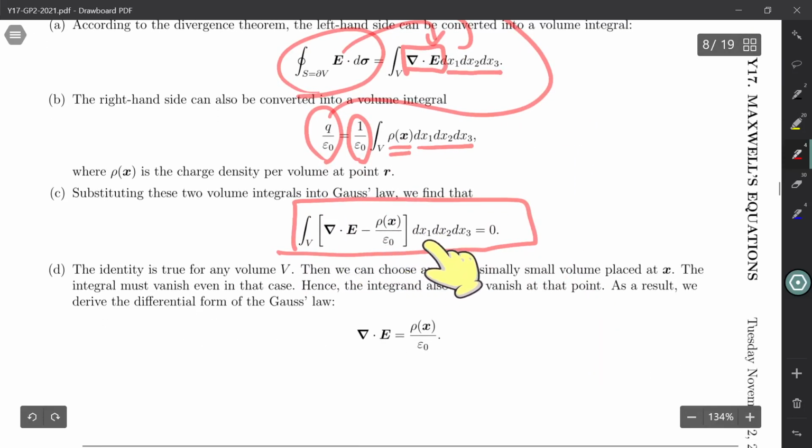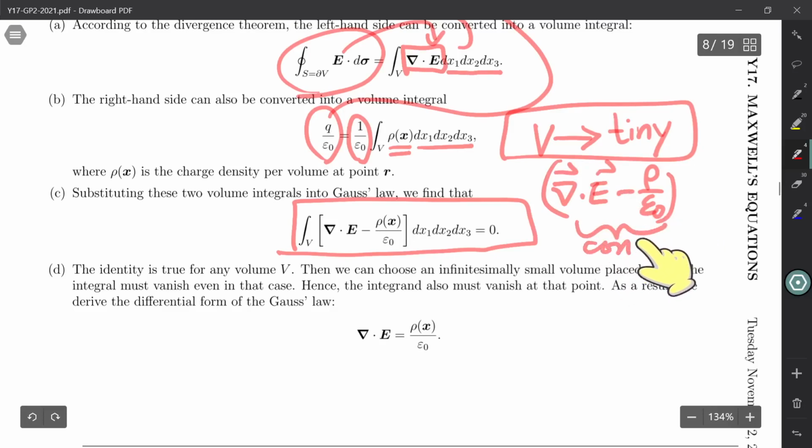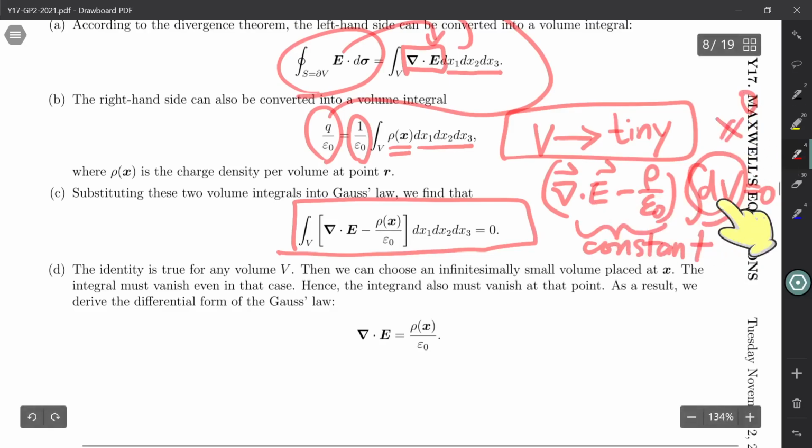Any function integrated over a volume is zero. If you allow V to be a very small, tiny volume, then in this volume it becomes divergence E minus rho over epsilon 0. This integrand can be constant at that point and multiplied by volume equals 0. Because this volume, although it is tiny, is non-zero, but the product is zero, therefore we find that this integrand is vanishing.